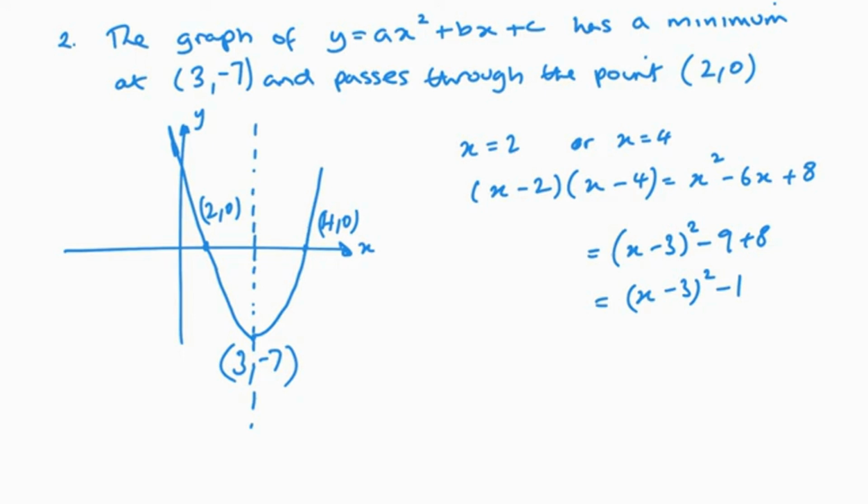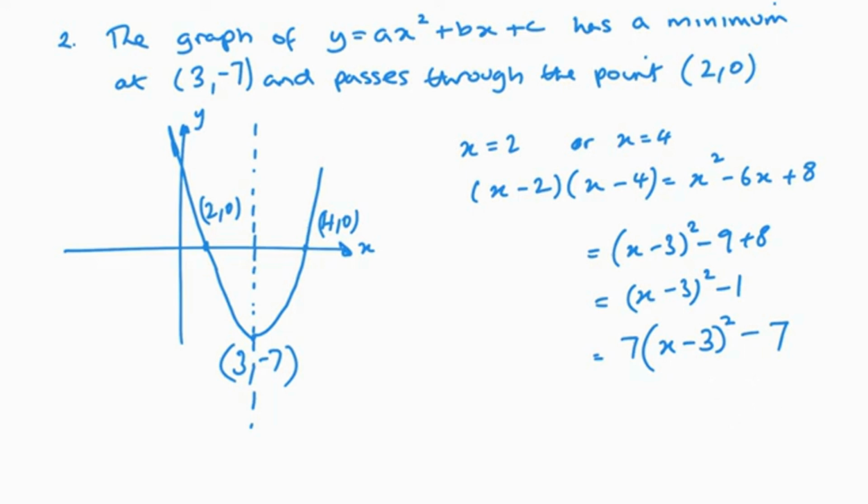Now obviously that's not this 3, minus 7. So what we need to do now is think, right, it must be a multiple here, so we need to multiply. The only way I can get from minus 1 to minus 7 is to multiply by 7. So if I multiply this by 7, I would get 7 brackets (x minus 3) squared minus 7. So I'm multiplying the whole thing there by 7. Now when I look at this, this now has a minimum value of 3, minus 7, which is exactly what we want.